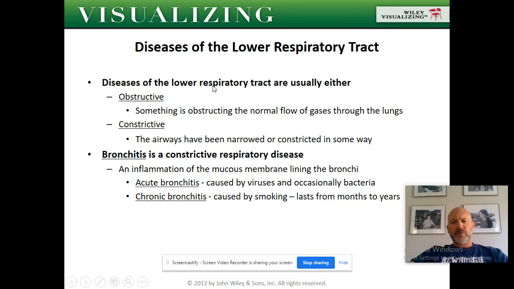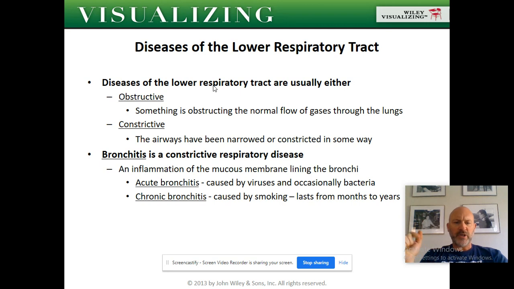Diseases of the lower respiratory tract come in two different forms. We have obstructive, and that means that something is getting in the way of the flow of gases. There's something blocking it, something somewhere. Or constrictive, that means the airways, the pathway of air, that tube has become narrowed or constricted.